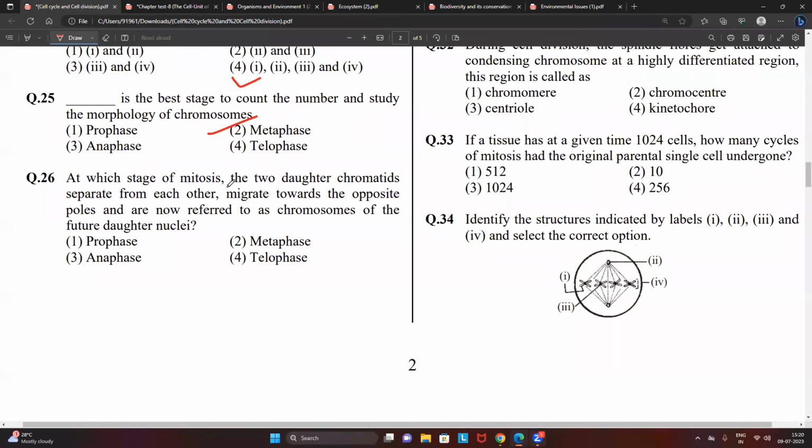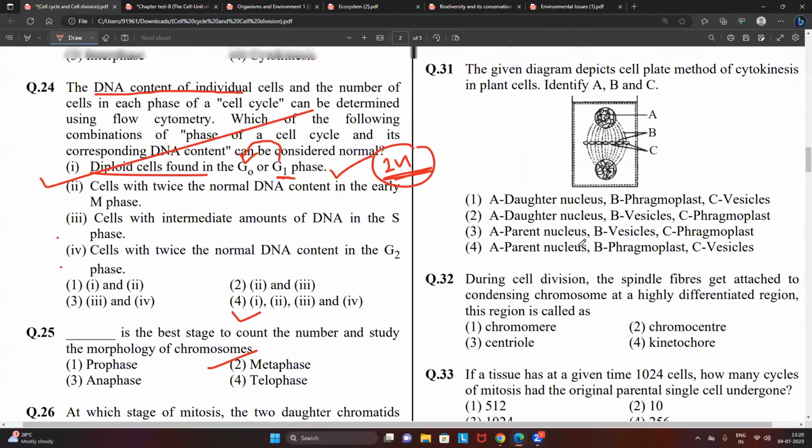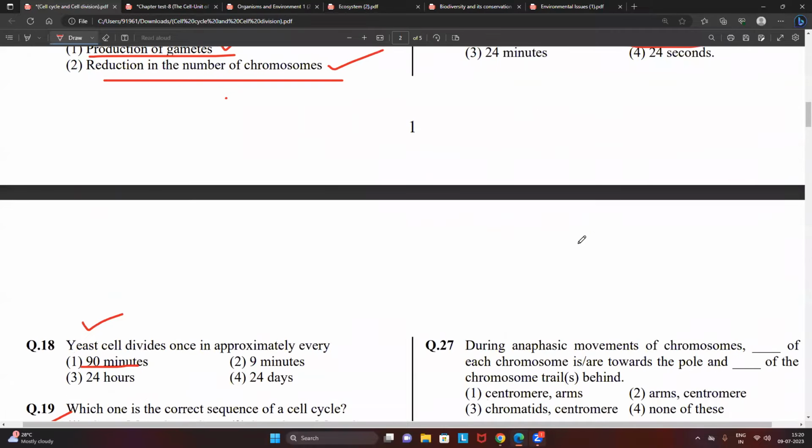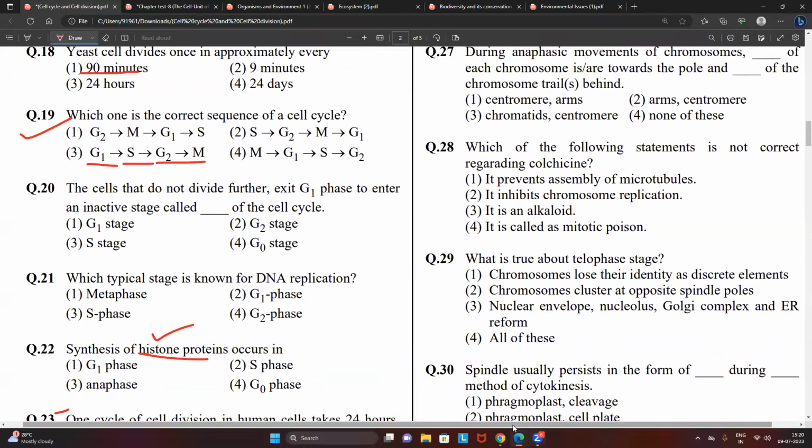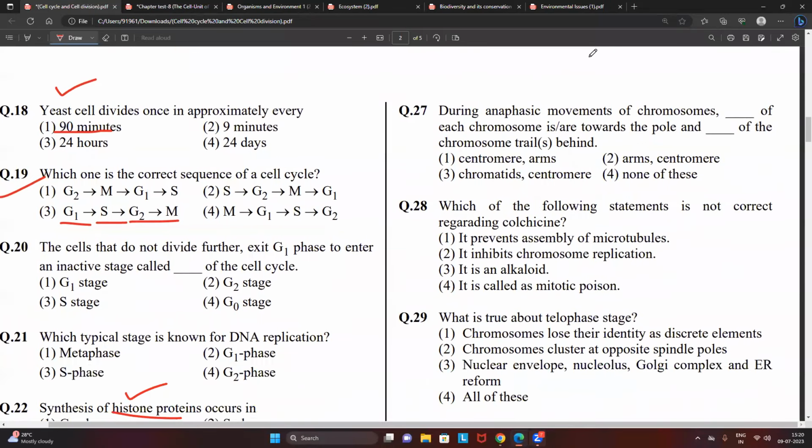At which stage of mitosis do the two daughter chromatids separate from each other, migrate towards the opposite poles, and are now referred to as chromosomes of the future daughter nuclei? Friends, they are using the words future daughter nuclei. Good. Which is the anaphase. Perfect. Next. Question number 27. During the anaphasic movements of chromosomes, dash of each chromosome moves towards the pole and dash of the chromosome trails behind.